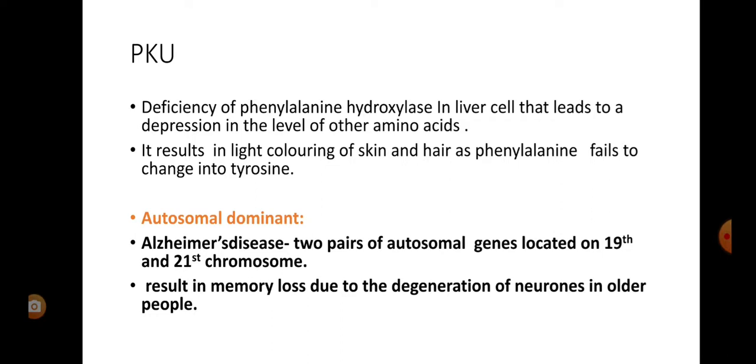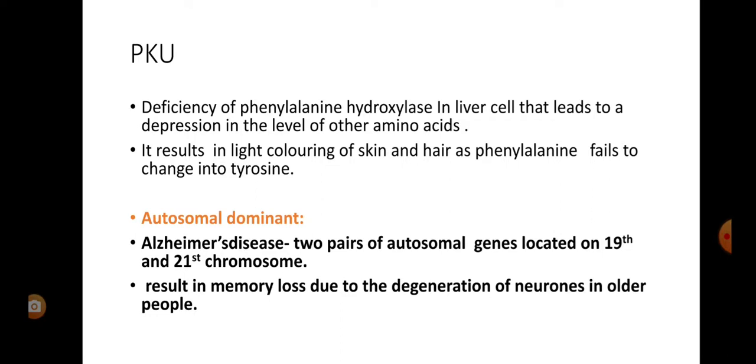It results in light coloring of our skin and hair because phenylalanine fails to synthesize tyrosine, and tyrosine is responsible for the formation of melanin. And what is the function of melanin? Formation of pigments in our skin color.